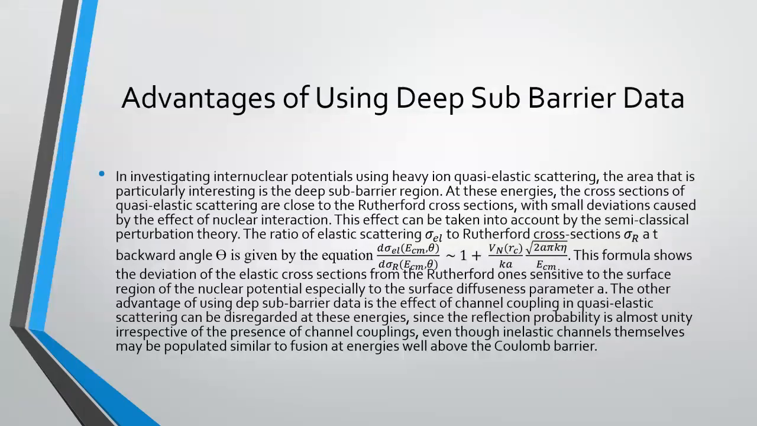Now, what are some of the advantages of using quasi-elastic scattering to probe internuclear potentials in heavy ion reactions in the sub-barrier region? At these energies, the cross-sections of quasi-elastic scattering deviate due to the effect of nuclear interaction. This effect is seen in the ratio of the elastic scattering cross-section sigma sub EL at angle theta to the Rutherford cross-section, given by an equation approximately equal to A over k a times the square root of 2 a pi. This formula shows a deviation of the elastic cross-section from the nuclear potential, especially due to the surface diffuseness parameter. The effect of channel coupling on quasi-elastic scattering can be observed irrespective of the presence of channel coupling, similar to fusion at energies well above the Coulomb barrier.